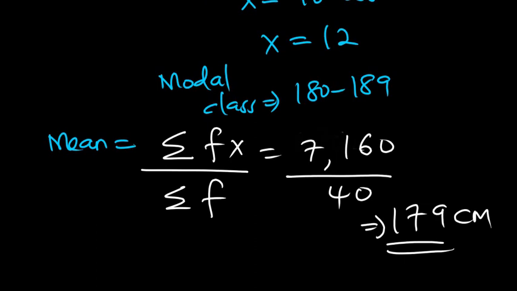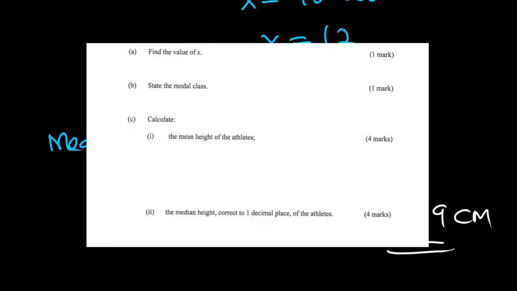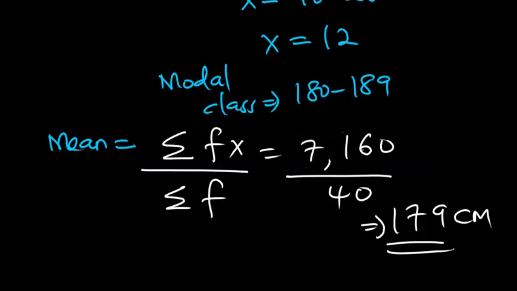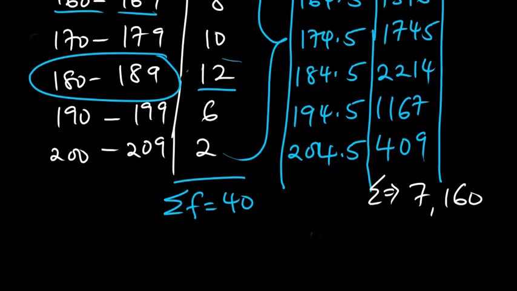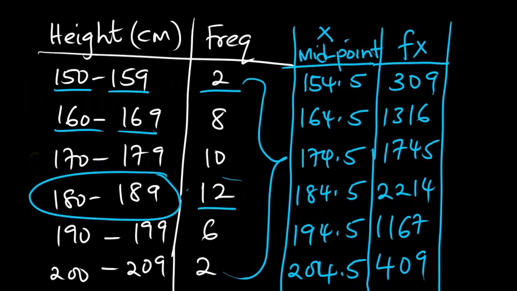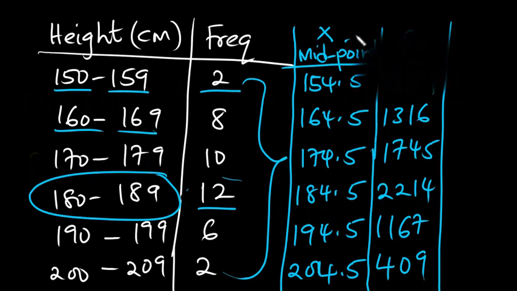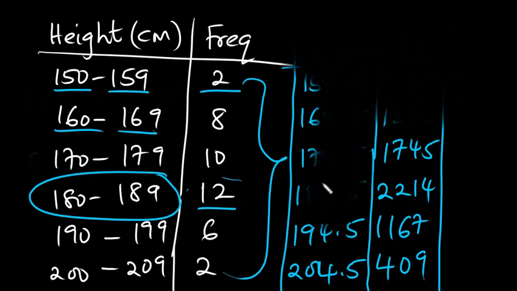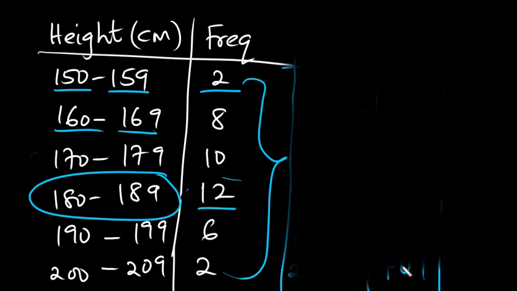So let's proceed to the final part of that question, which states that we calculate the median height correct to 1 decimal place of the athletes. The median height. So when we talk about the median height, it's that height that is at the middle of all these heights, okay? And how are we going to get that height? So in fact, I can clear this. Let me clear this so that we can get enough space.